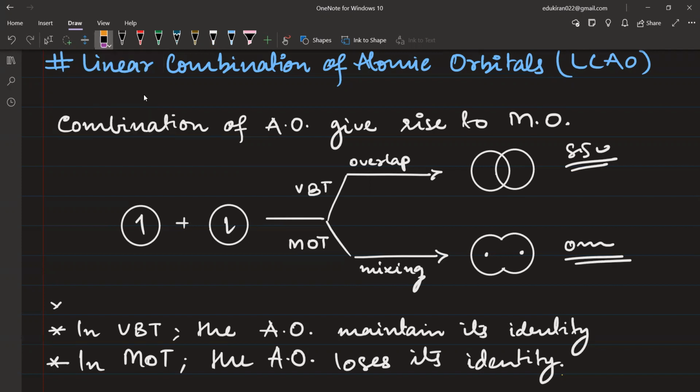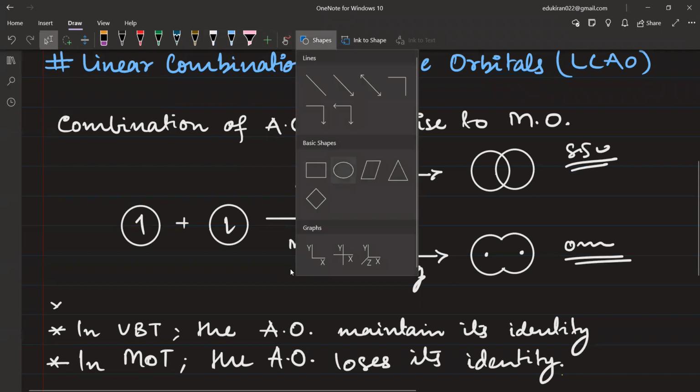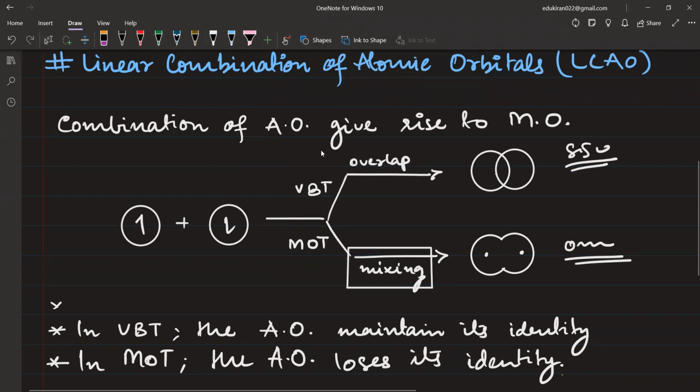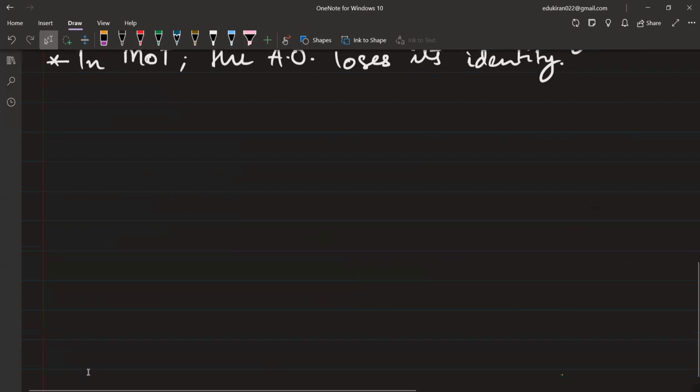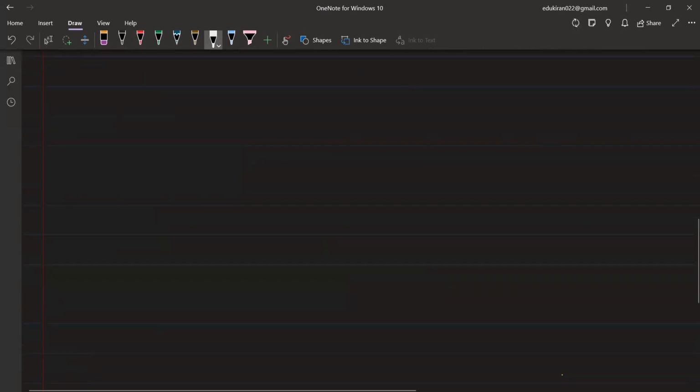And when the identity is still there, then it is valence bond theory, and it is overlapping. Now, in this part of the class, we are going to focus totally on the mixing part. We are going to learn about the molecular orbital theory. I hope all of you have written this. If not, please tell me now. Is anyone still writing? No one is writing. Okay, fine, great. Now, write some remarks.